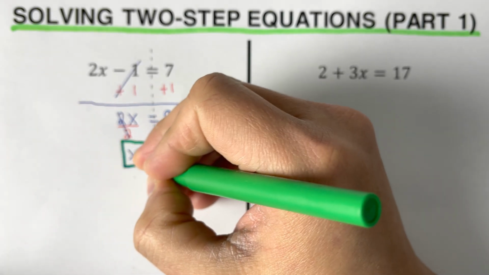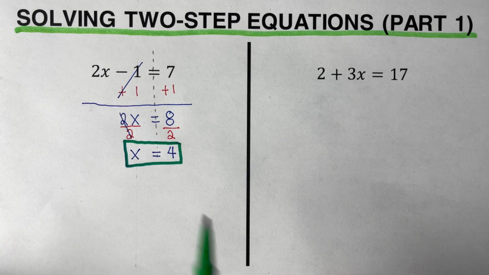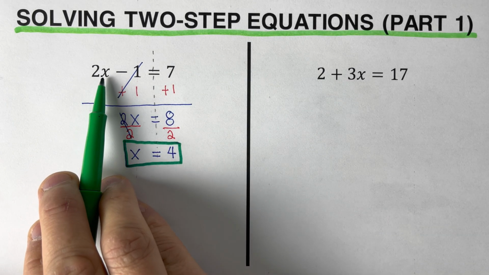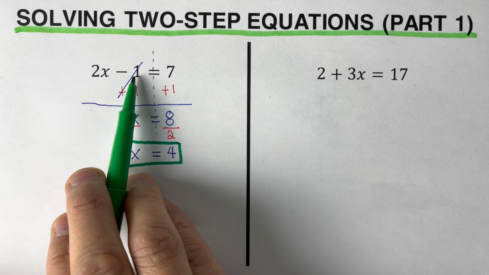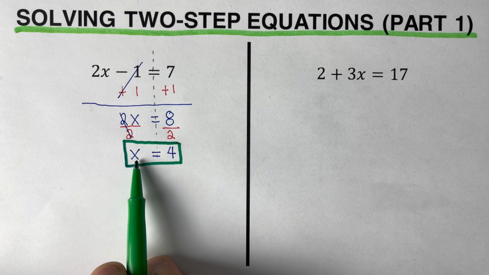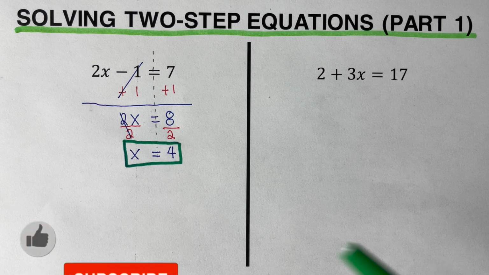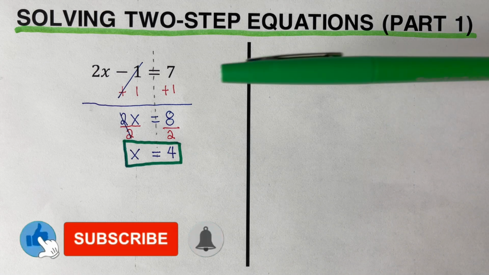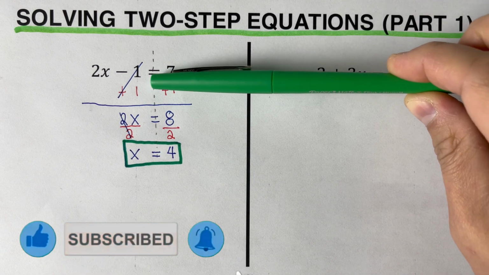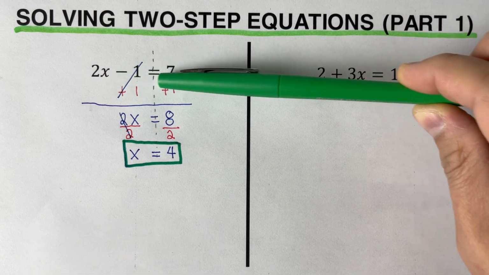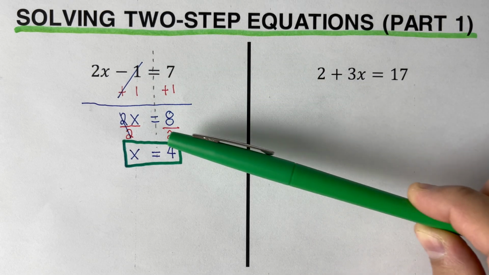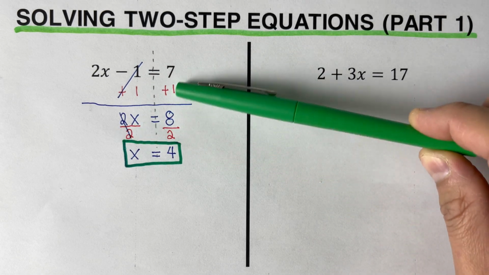So if we plug this 4 back into the equation, 2 times 4 is 8. 8 minus 1 is 7. So our x for this is 4. The reason why this is called a two-step equation is because we are able to solve for x in just 2 steps only. The first step is adding 1 to both sides, and the second step is dividing both sides by 2. So there's only 2 steps.